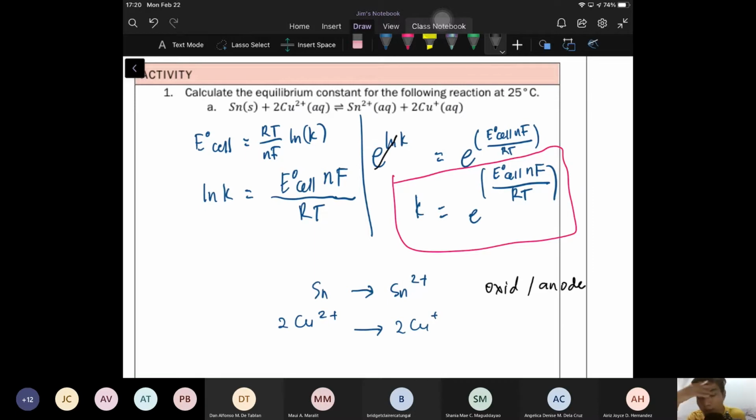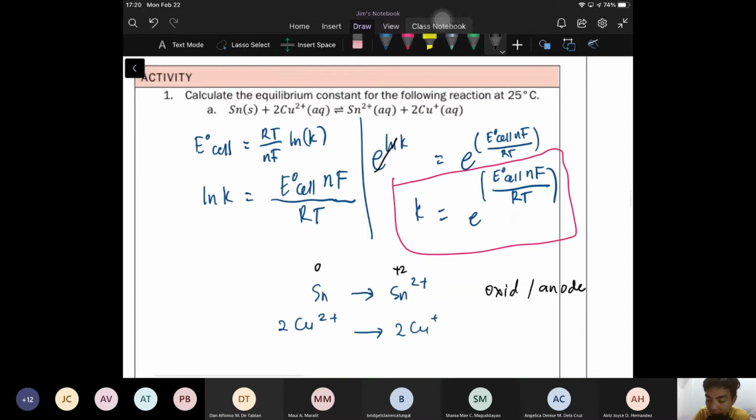Paano na-oxidize yan? Just look at the oxidation number. So what's the oxidation number of tin? This is a free element, so yan ay 0. On the product side, what's the oxidation number of tin 2 plus? Sinabi ko na, 2 plus. Okay. So tumaas yung kanyang oxidation number, that means ito ay oxidation. Okay. That means yan yung oxidation, ito yung reduction. So ito yung cathode sa baba.